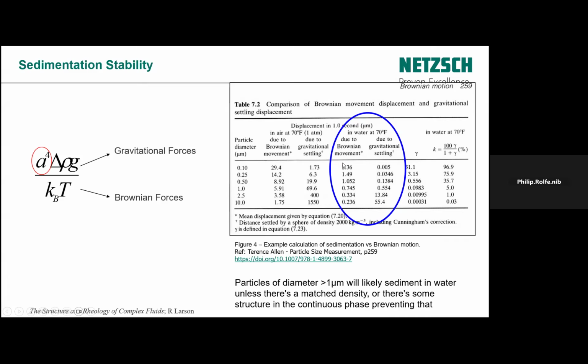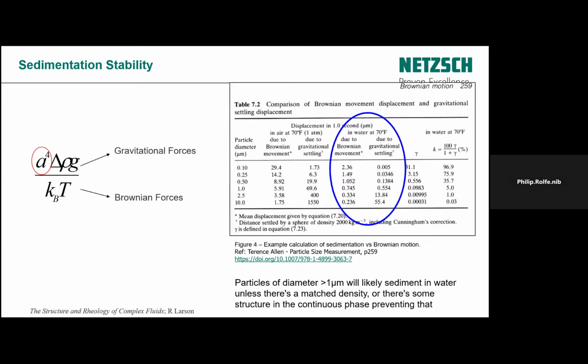So really, obviously, Brownian motion is going to win. There's not going to be much effect of gravitational settling. If you get to half a micron, then you can see that we've got 1 micron per second of Brownian motion and 0.13 microns a second of gravitational settling.